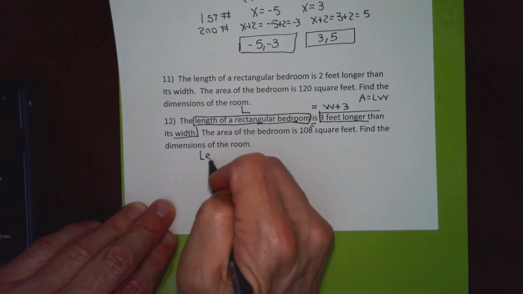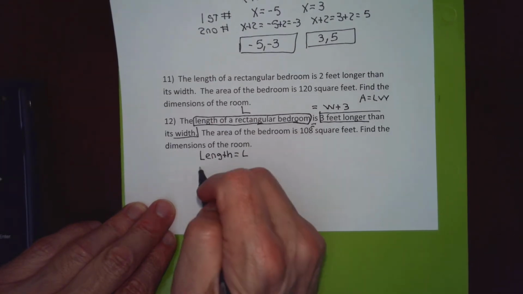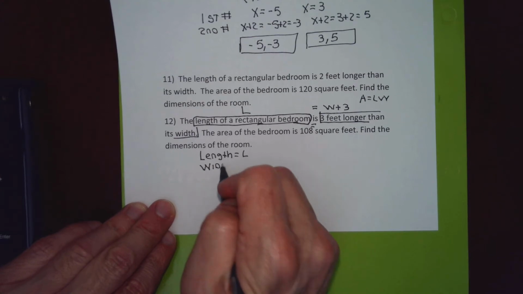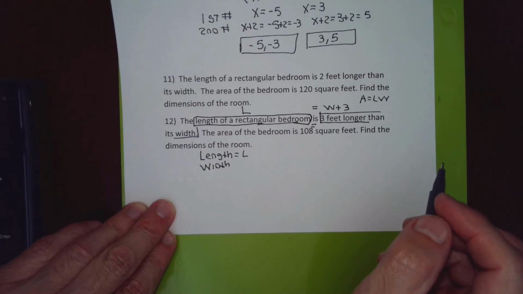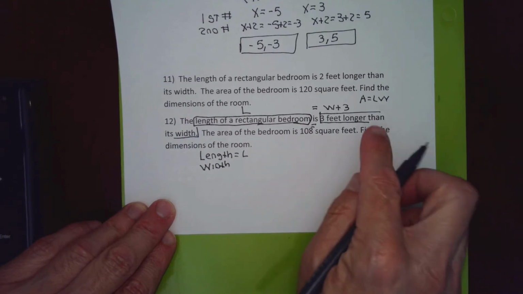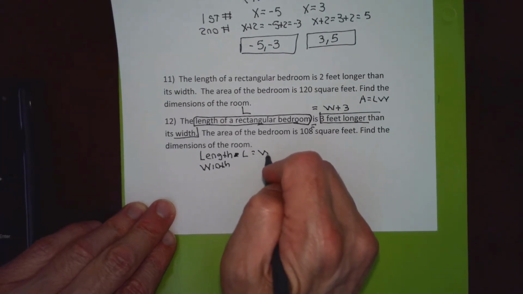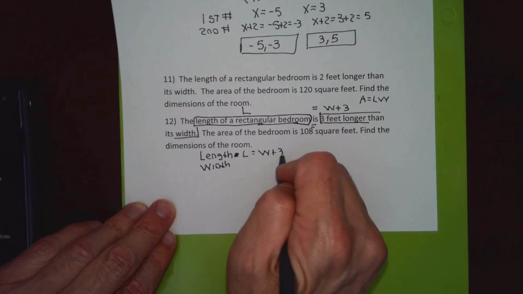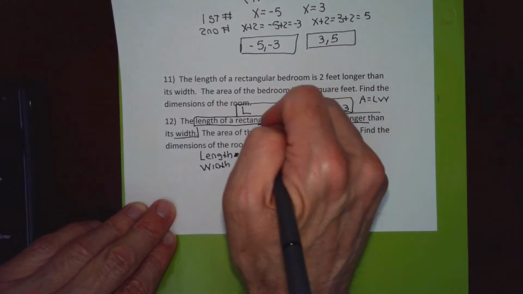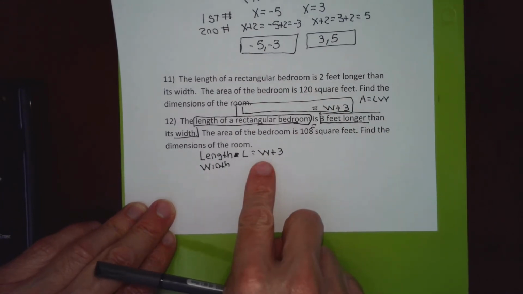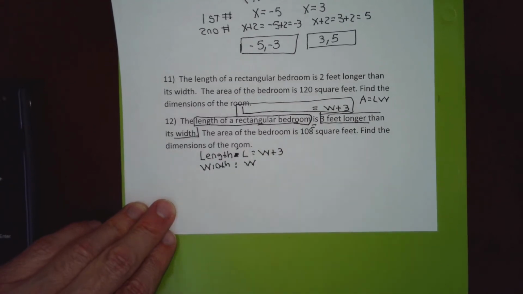So in my world here, the length of the bedroom is L. The width of the bedroom. The length is L, but L is W plus 3. The length is 3 more than the width. That's what I have up here. I wrote it down but didn't even think about what I had. This little sentence right here says the length is 3 more than the width. So the length is width plus 3. I'll put a little colon here. And the width is just the width. Done with the first sentence.